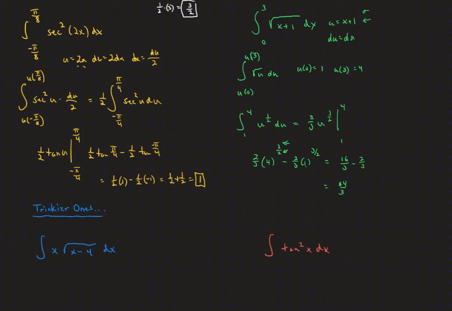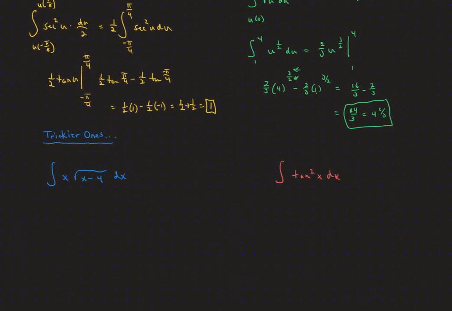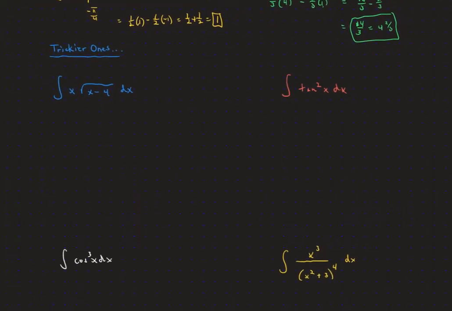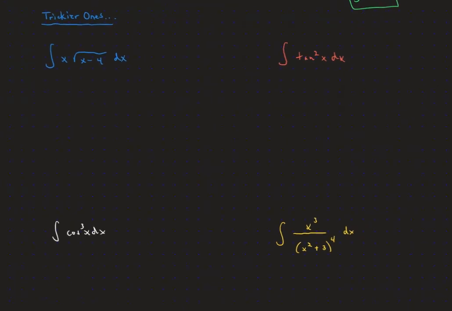And you're free to leave it as that, or if you prefer, you can give it a mixed number. I think that would be 4 and 2/3. Those are equally acceptable. All right, almost done. Here's a couple that are really tough, maybe 4 that are really tough.